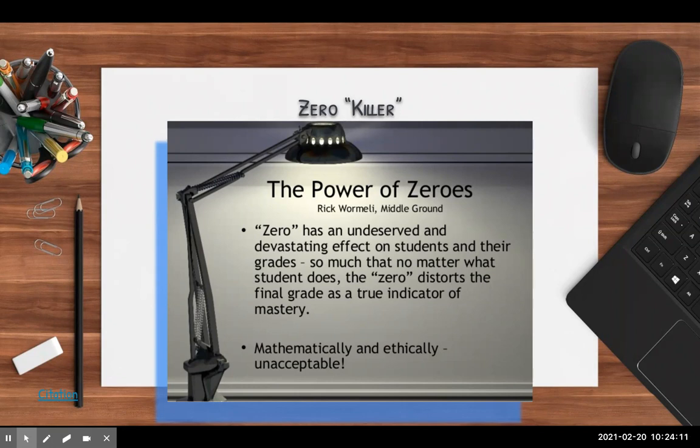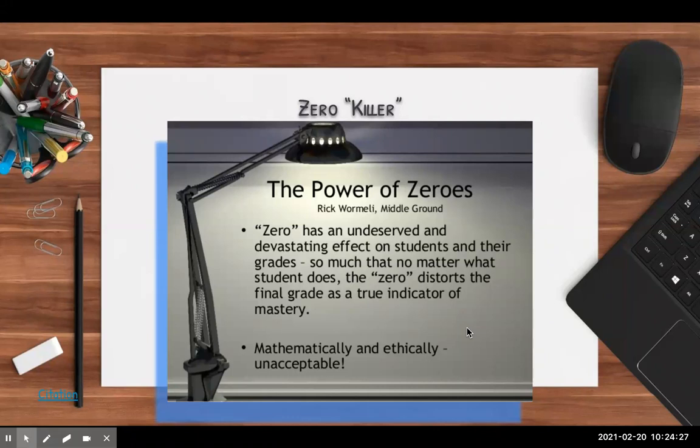And if you're giving the kid a 0 because they turned it in 3 days late, wow, think about that. You're just shooting the kid in the foot. That's awful, okay? This is something that's gotta go. It's gotta go, friends, okay?